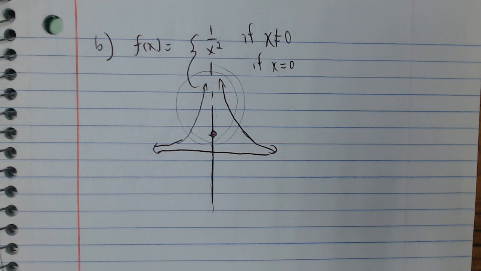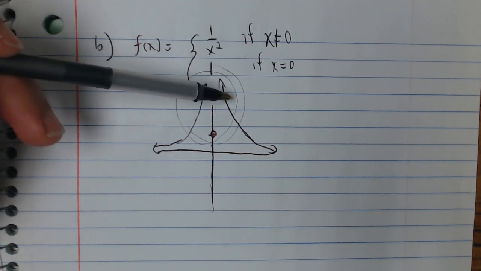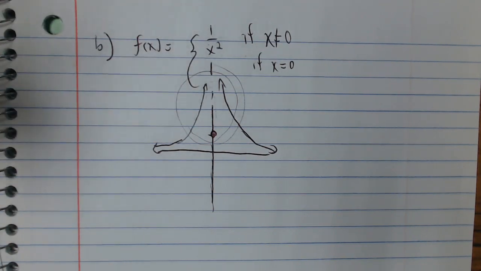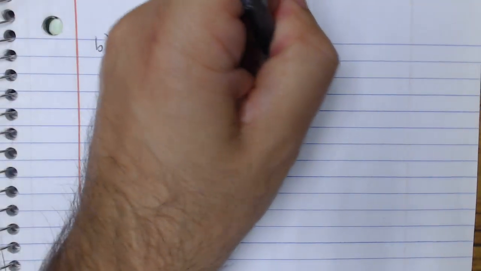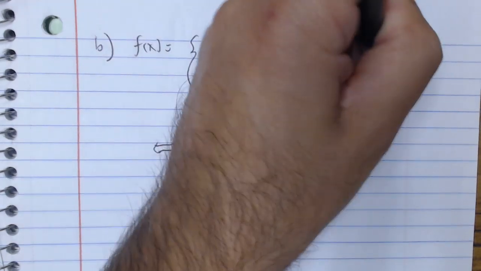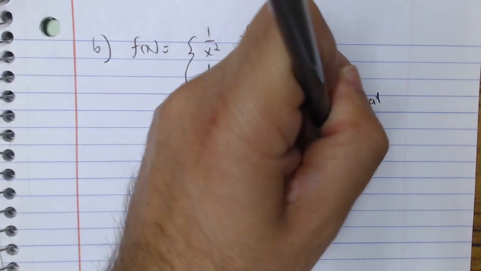So what type of a discontinuity is this? Well, just by looking at it, what happens to my graph as I get close to 0? This goes up to infinity, which means it's called an infinite discontinuity. So we would say this is discontinuous at x equals 0, and its type is infinite.